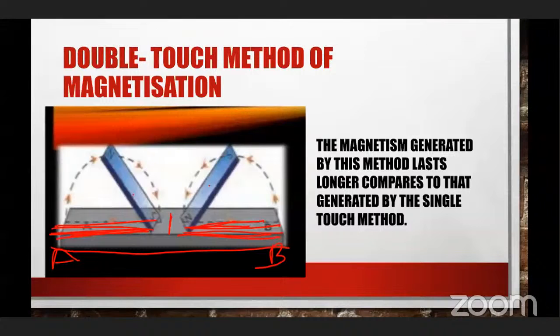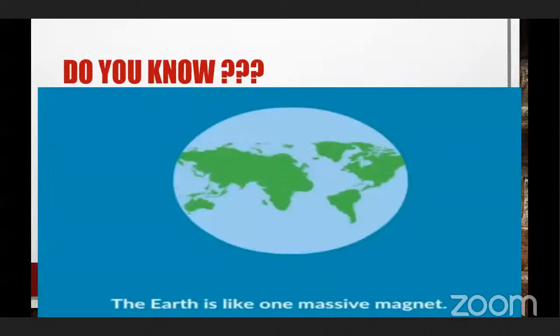So these are the two methods of magnetization. The first one is the single touch method and the second one is the double touch method. In the single touch method, the magnetism created is of low strength, and in the double touch method, the magnetism generated lasts for a longer time. Now the next point is, do you know the earth is one massive magnet?